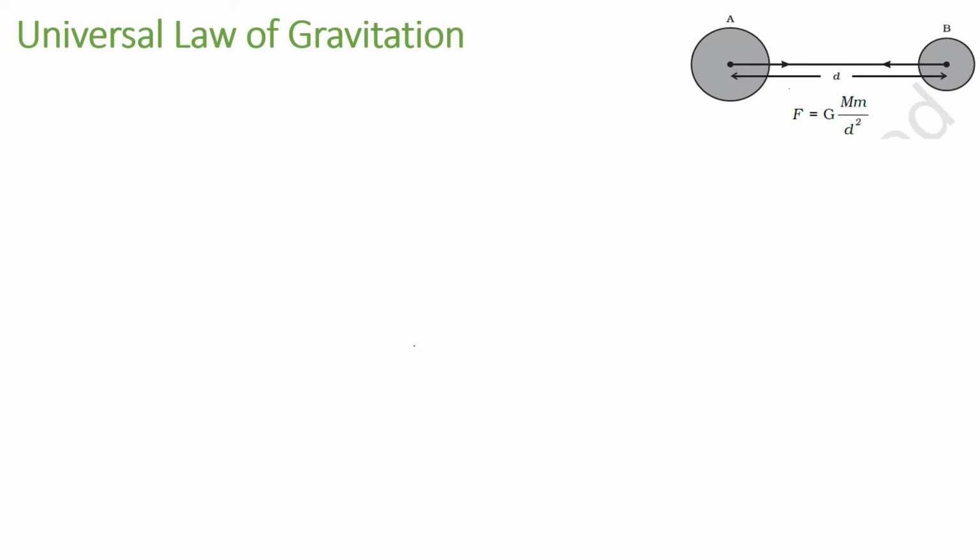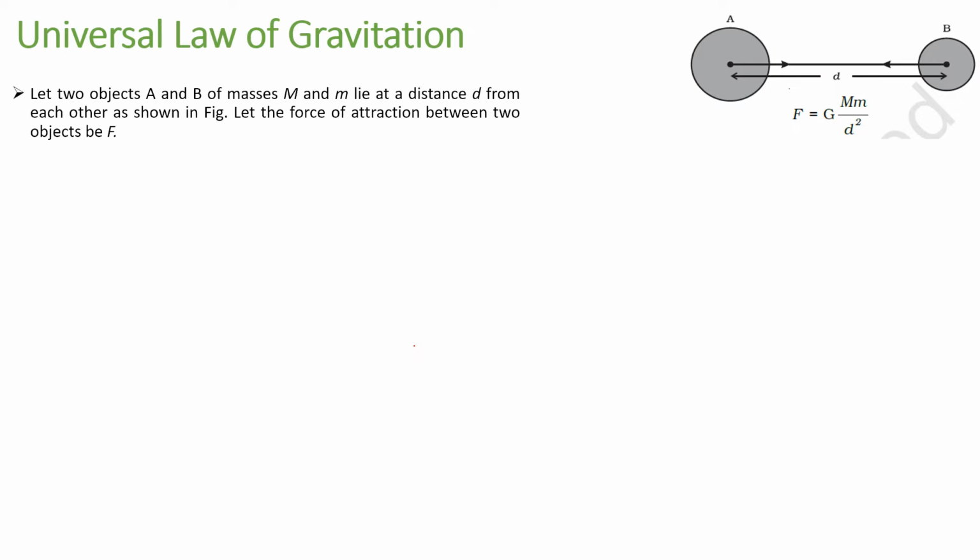Let's take the same case as before. Let's take two bodies A and B, which have masses M and m, separated by a distance d. This mass is capital M and this is small m, right? The center to center distance is d, as shown in the figure. Let's call the force of attraction between them F. Let's see what happens.